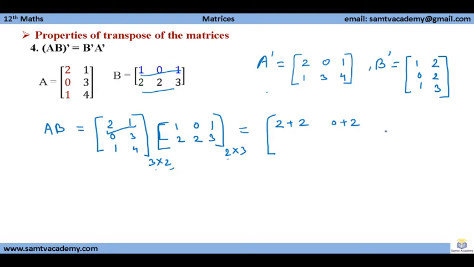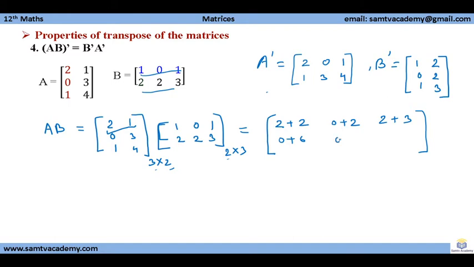I have written wrong somewhere. No, it's correct. 2 2 3 is there only. Okay, so this will become 2 ones are 2 plus 1 into 3, that is 3. Okay, next is the second row: 0 into 0 is 0 plus 3 twos are 6.